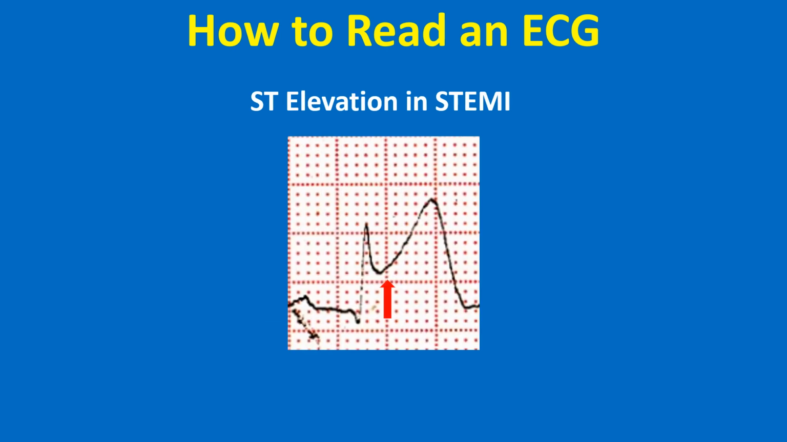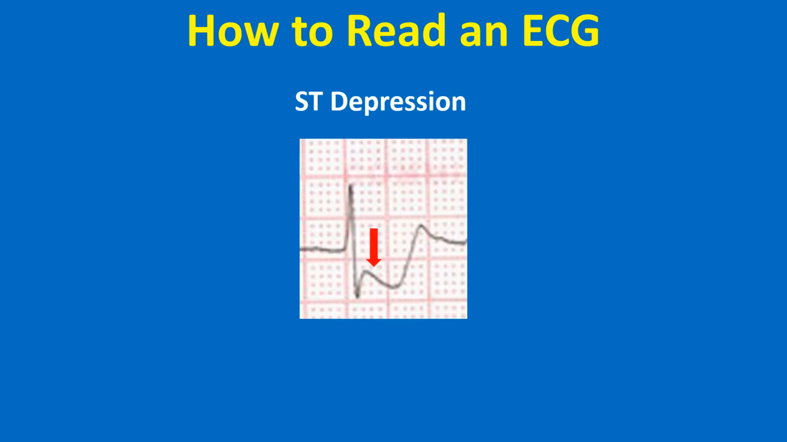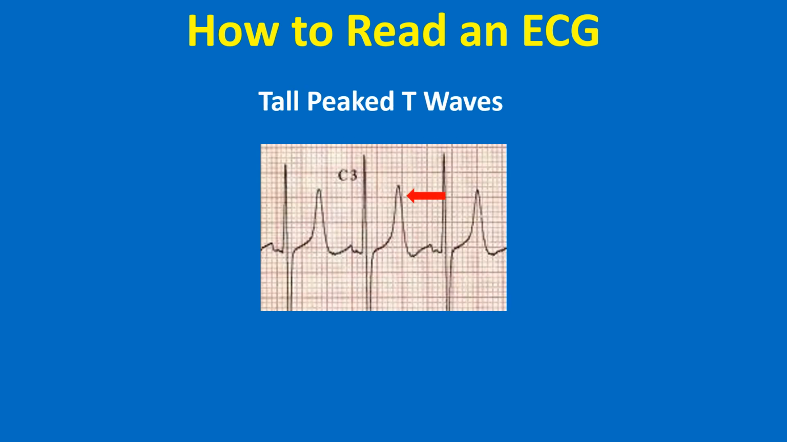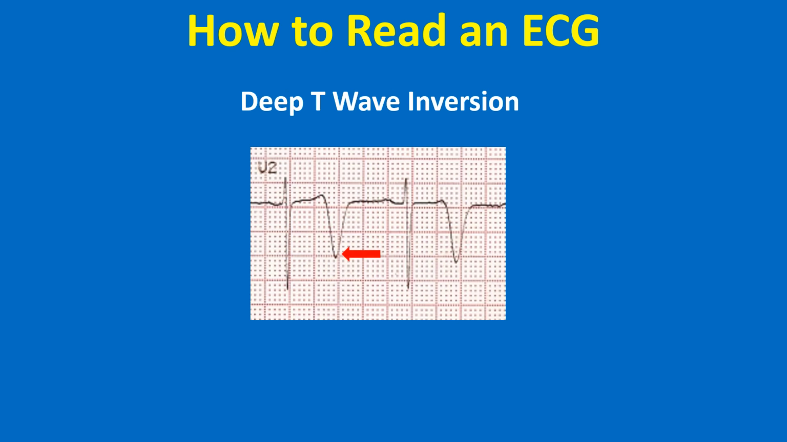ST segment elevation is the classical finding in ST elevation myocardial infarction. ST segment depression may be seen in acute ischemia as well as in ventricular strain pattern. Tall tented T waves can be seen in hyperkalemia. Inverted T waves can occur in ischemia, hypertrophy and conduction abnormalities.